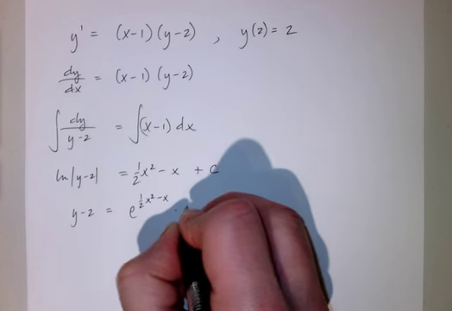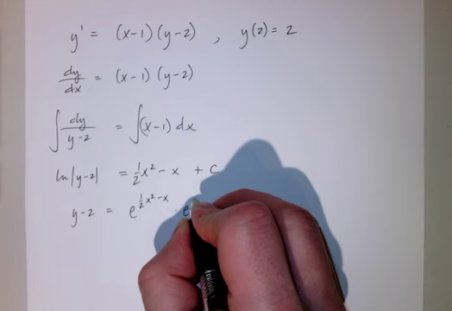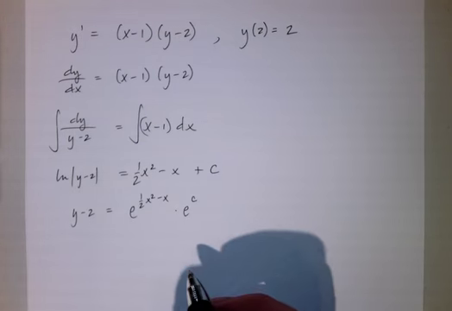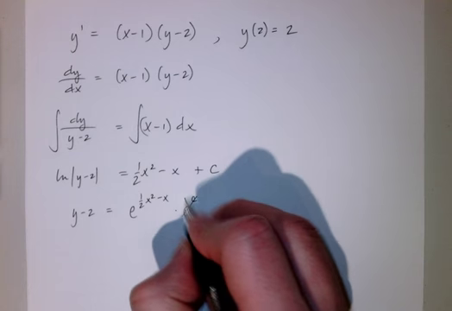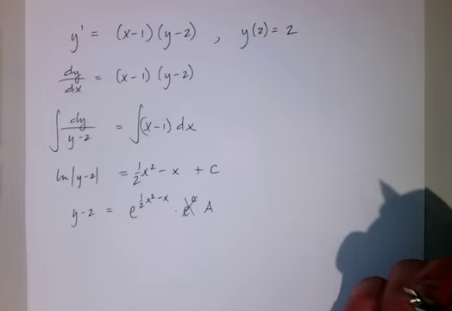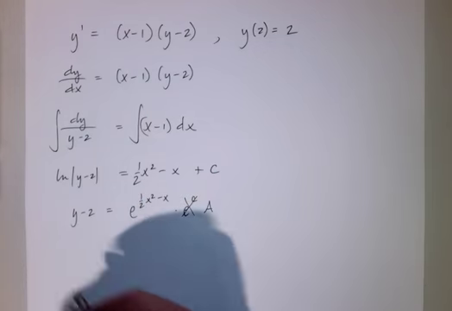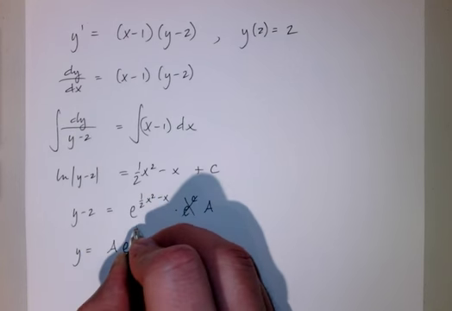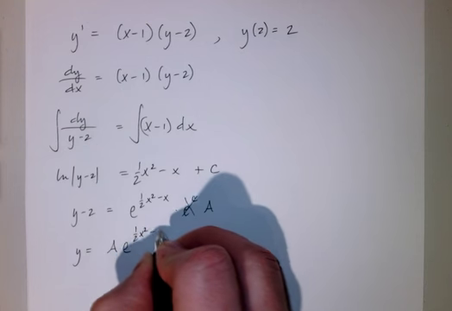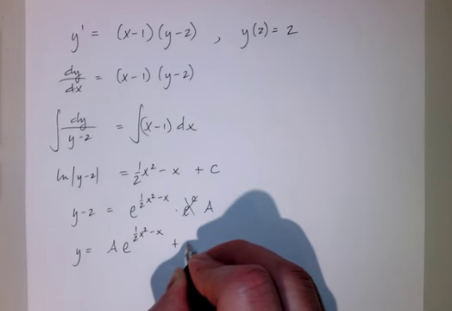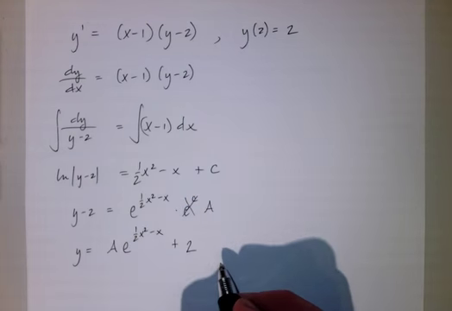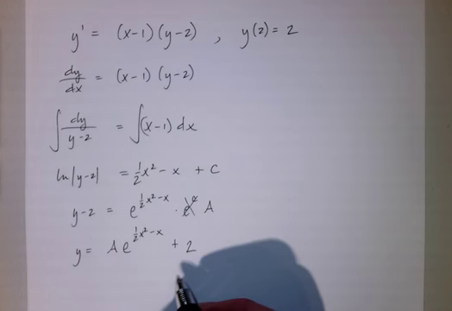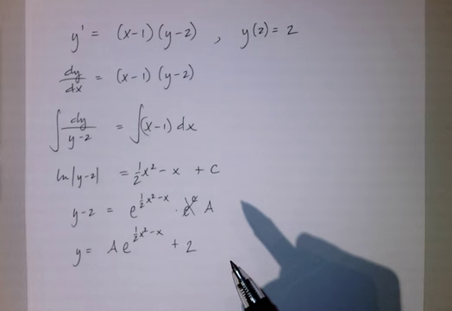And we'll go ahead and, instead of calling that plus c, use the rules of exponents and actually call it times e to the c. That, of course, I'm going to transform and call a, since I'm going to move it out in front and have it be a coefficient. And that winds up being e to the 1/2 x squared minus x with an a out in front, plus 2. Now that would be a general solution. That would be the general solution to the given differential equation.